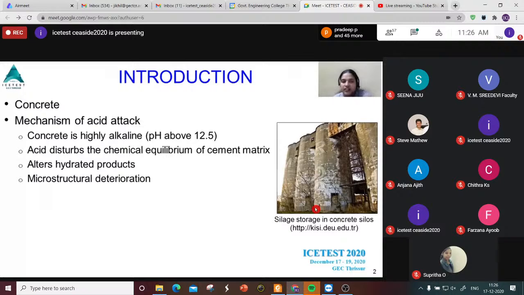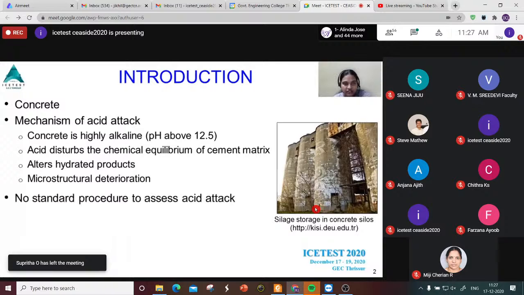When it comes in contact with an acid, it disturbs the chemical equilibrium of the cement matrix, altering the hydrated products, leading to microstructural deterioration. This affects the strength, durability, and structural integrity of concrete. Currently, there are no standard procedures to assess acid attack.